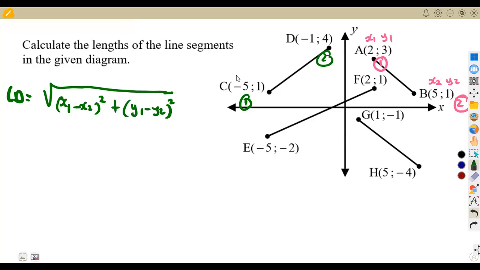So the x value here is going to be our x1, the y value is going to be our y1, the x value here is going to be our x2, and the y value is going to be our y2. This is just a presentation.